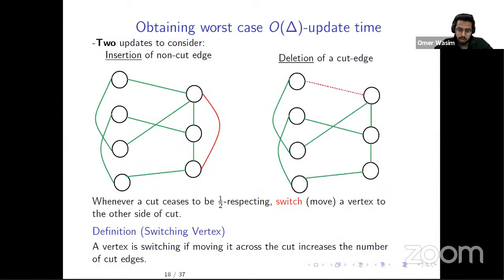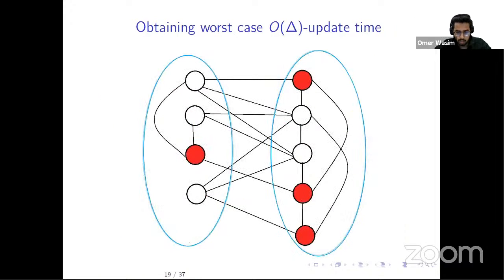And the main observation that we make is that if a cut is not half respecting, then there should be a vertex which, if we move from one side of the cut to the other side of the cut, then the cut will actually increase in value. This vertex is called a switching vertex, and in this diagram, you can see that these red vertices are the switching vertices, because if you move any of these vertices to the other side of the cut, then this would increase the number of cut edges.